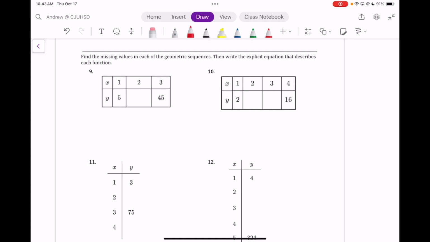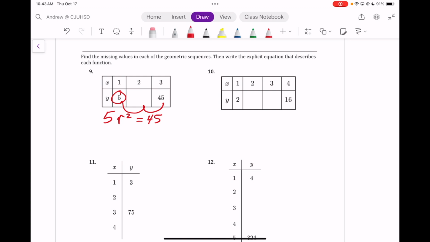So we're going to start at 5, and I'm going to put 5, and then we count the number of jumps to get to 45. So that would be 1, 2. That's the power you're going to raise the variable to. I'm using R for ratio. And when you do that, you're going to land on 45.